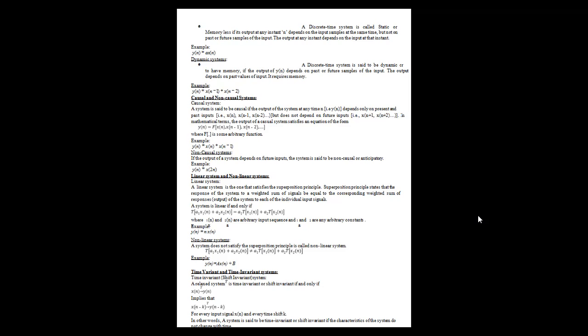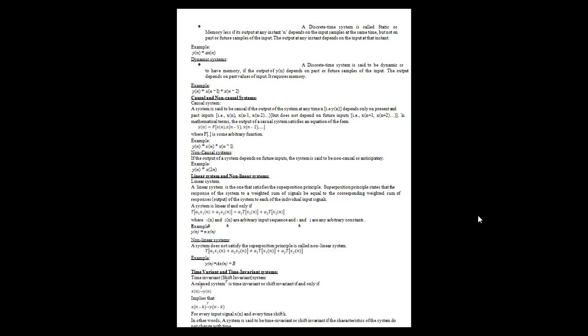Hope it is clear. The next will be defining causal and non-causal. A system is said to be a causal system when the output depends only on present and past input. Present is x of n, past means x of n minus 1. Okay. It should not depend on future input, that is x of n plus 1, x of n plus 2. That is to be named as a causal system.